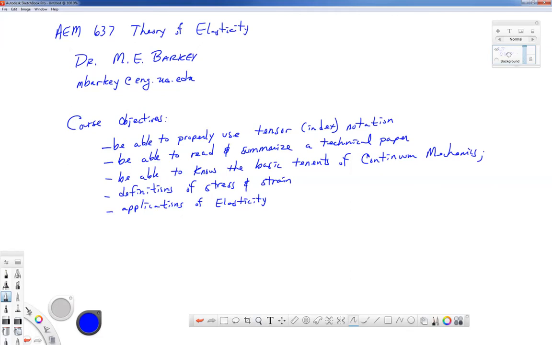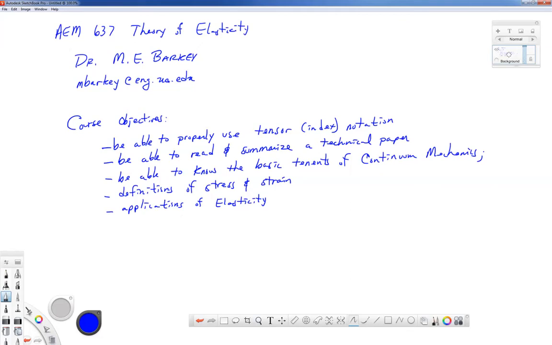Now, to put this in some perspective, you probably won't be asked to solve new boundary value problems of elasticity. You might, but it's fairly unusual to have a new class of problems in elasticity these days. However, with the background that we're going to go over in this class, you're going to have a deeper understanding of mechanics in general and applications of applied mechanics in elasticity, plasticity, fracture mechanics, and of course, continuum mechanics as well.